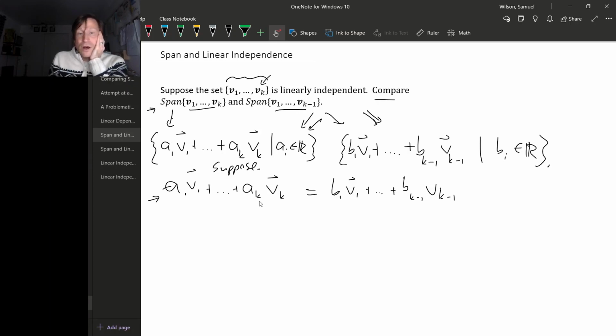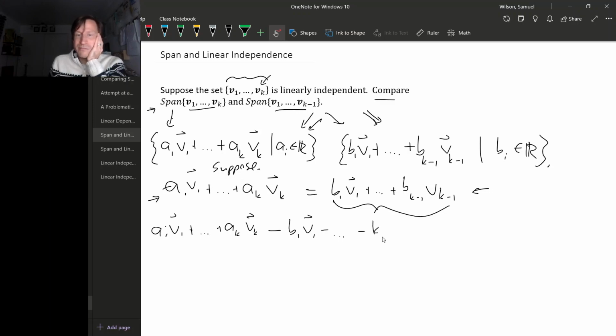If this is possible, we can now rearrange this equation. We could take all of these terms and move them to the left. That would give us a sub 1 v sub 1 plus dot dot dot, up to a sub k v sub k, minus b sub 1 v sub 1, minus dot dot dot, all the way down to minus b sub k minus 1 v sub k minus 1, equals the 0 vector. There's nothing left on the right-hand side, so it's the 0 vector.